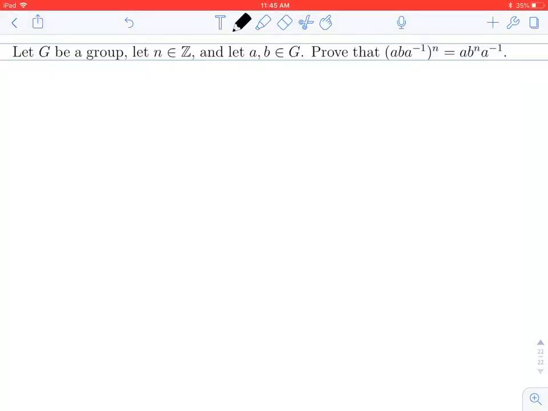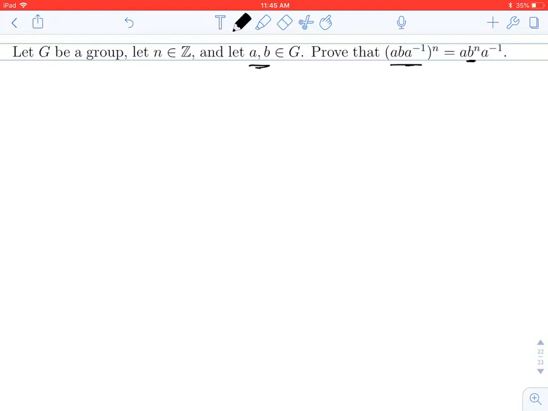Hi everybody. In this video, we're going to show that if you take any two elements, A and B in a group G, and you write down this, well, rather exotic looking product, ABA inverse, which is actually called conjugating B by A, and you raise that to the nth power, it's going to be the same thing as if you had conjugated B to the n by A. That is, you write A, B to the n, A inverse.